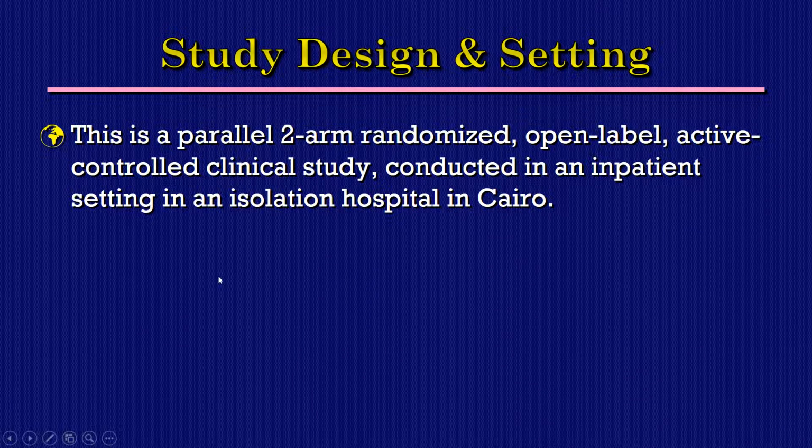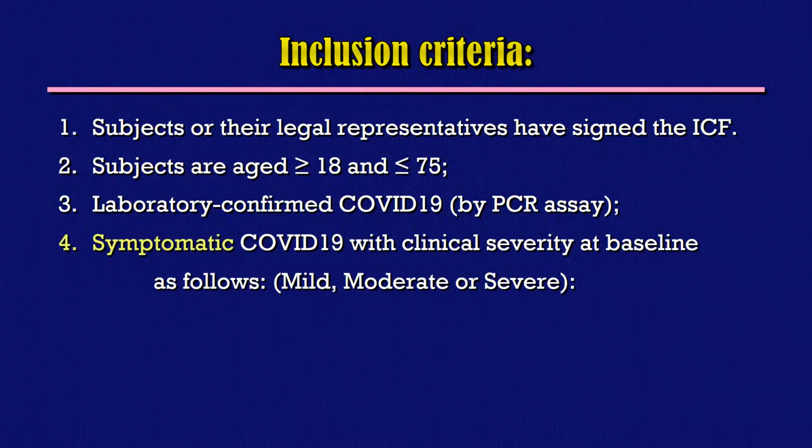Study design and setting. This is a parallel two-arm randomized open-label active controlled clinical study conducted in an outpatient setting in an isolation hospital in Cairo. Inclusion criteria. Subjects or their legal representatives have signed the informed consent form. Subjects are aged from 18 to 75 years old. Laboratory confirmed COVID-19 by PCR assay and symptomatic COVID-19 with clinical severity at baseline ranging from mild, moderate, or severe.